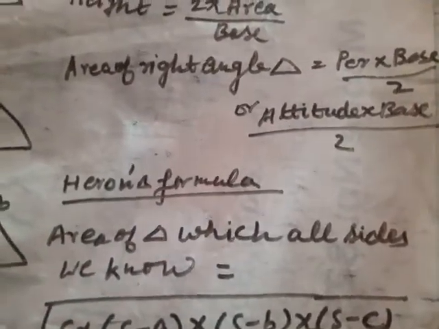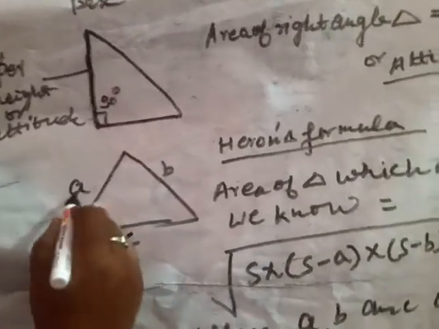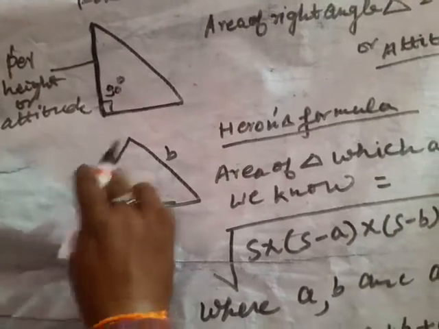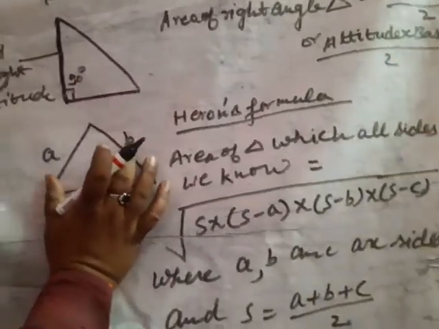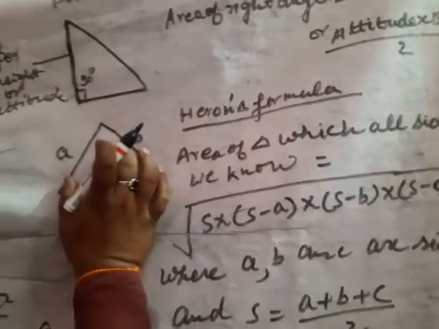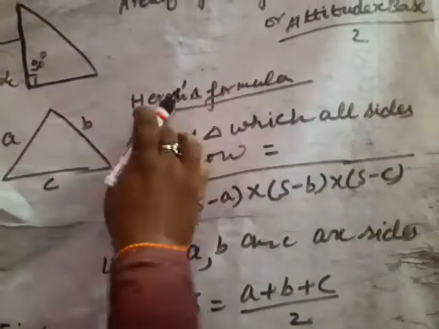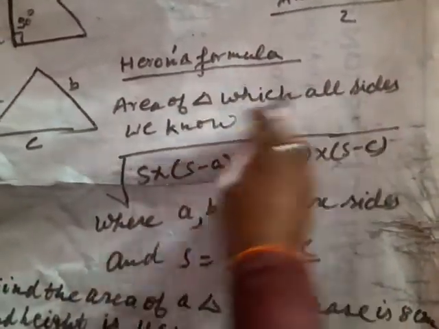Now come to the third type of triangle whose all sides you know, a, b, c. Suppose this is our triangle and इसकी सारी साइड की लेंथ पता है. How you find the area of this triangle? This type of triangle, if you have to find area, then you have to apply Heron's formula. What is Heron's formula? Area of triangle of which all sides we know.